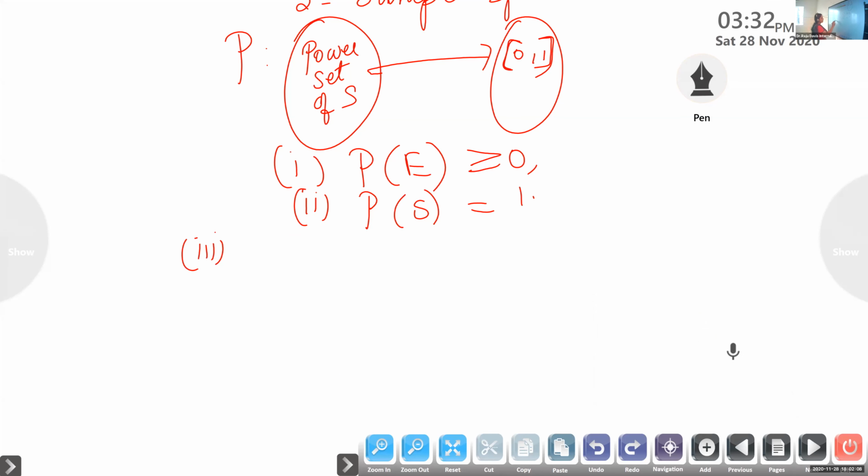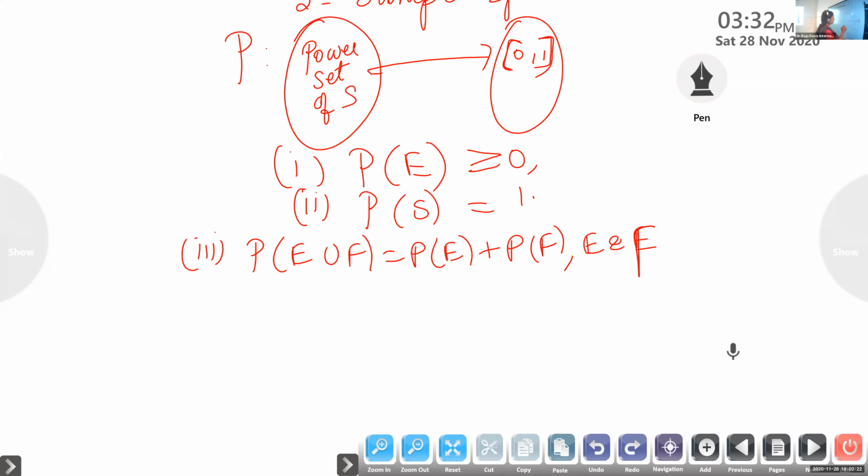The third one is P of E union F is equal to P of E plus P of F, where E and F are exclusive events. What is meant by exclusive events? E and F are exclusive events if the intersection of E and F is the null set.